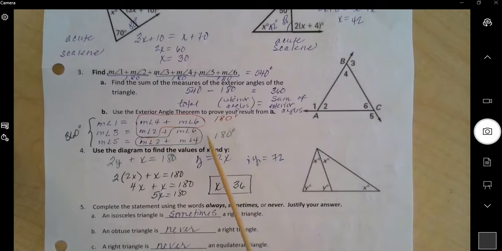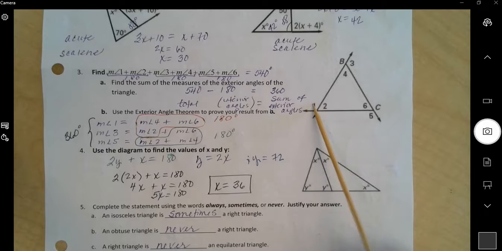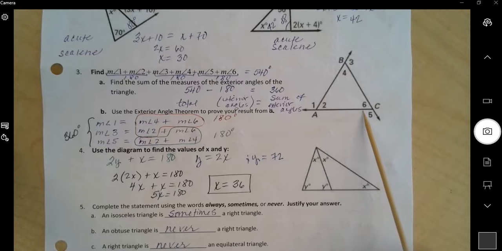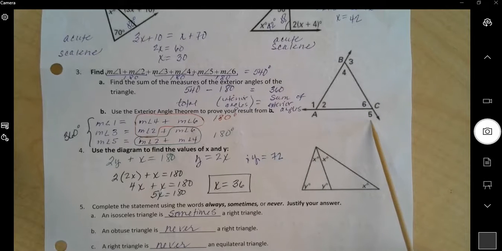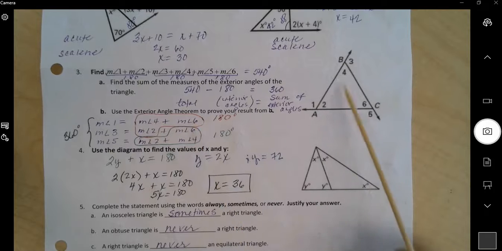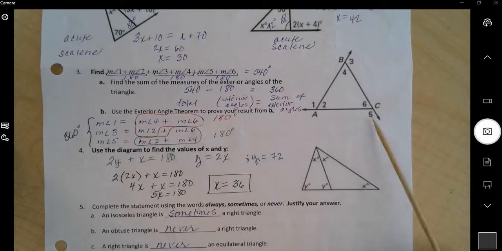All right. When we have an exterior angle, I know that the measure of angle 1 is equal to 4 plus 6. I know that 3 is equal to 2 plus 6. And I know that 5 is equal to 2 plus 4. I know that 2 plus 4 plus 6, which are my interior angles, all equals 180. So all of my exterior angles are going to equal 360. It's kind of cool how without any angle measurements, we can see all these facts.